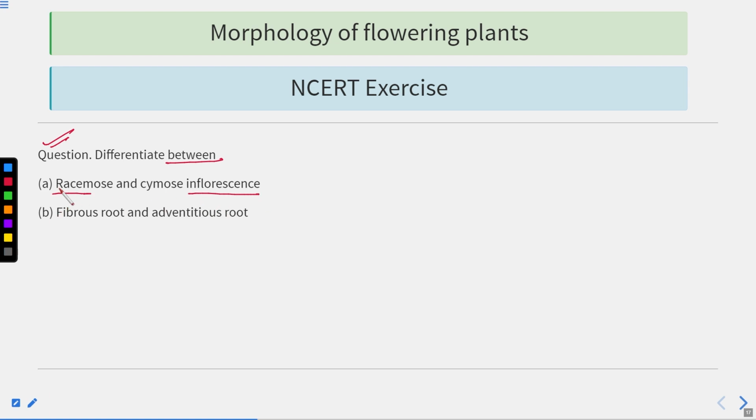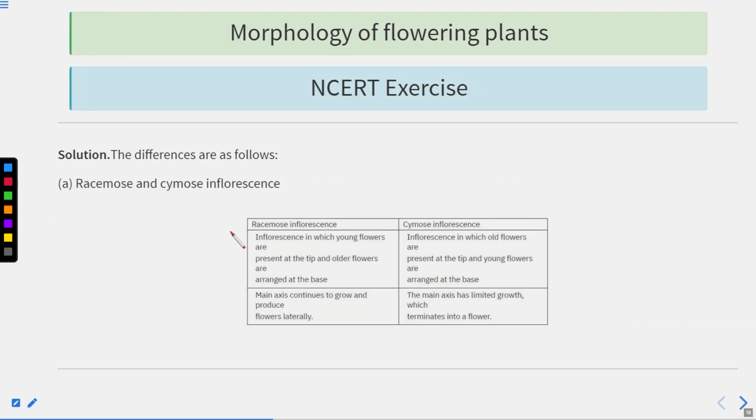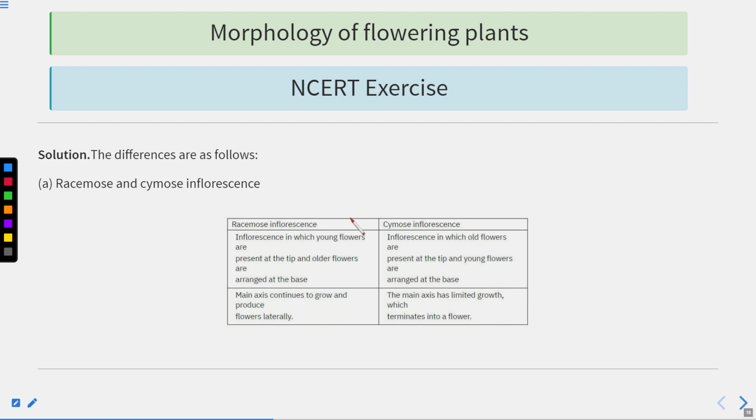So these are the two different types of inflorescence that we have discussed in our theory class. We have to differentiate these two, and there is one more differentiation, that is the fibrous root and adventitious root. Okay, so let us see the answer of this. It is again in tabular form. It is best to give a difference in tabular form, right?